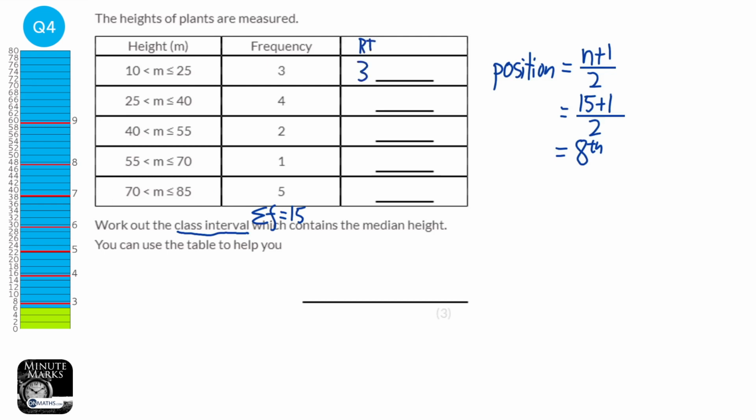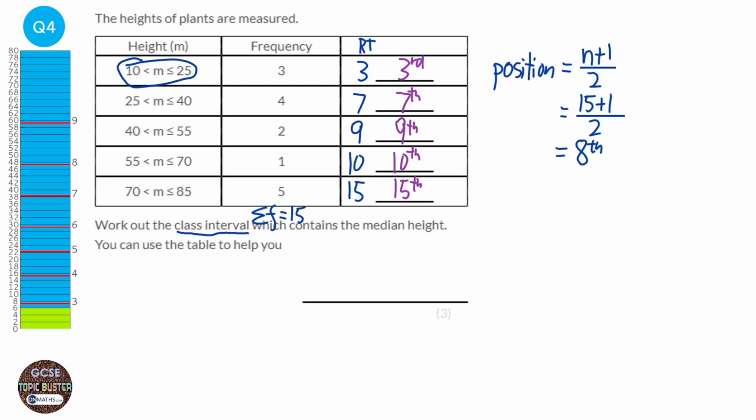So we've got 3 there, 3 plus 4 is 7, plus 2 is 9, plus 1 is 10, plus 5 is 15. And then what I do is just convert those into 3rd, 7th, 9th, 10th, and 15th. So what those numbers are is the last time that a number is in that group. So we've got 3 numbers that are in the group 10 to 25, and the third one is the last number in that group. The fourth one, therefore, will be in the 25 to 40 group.